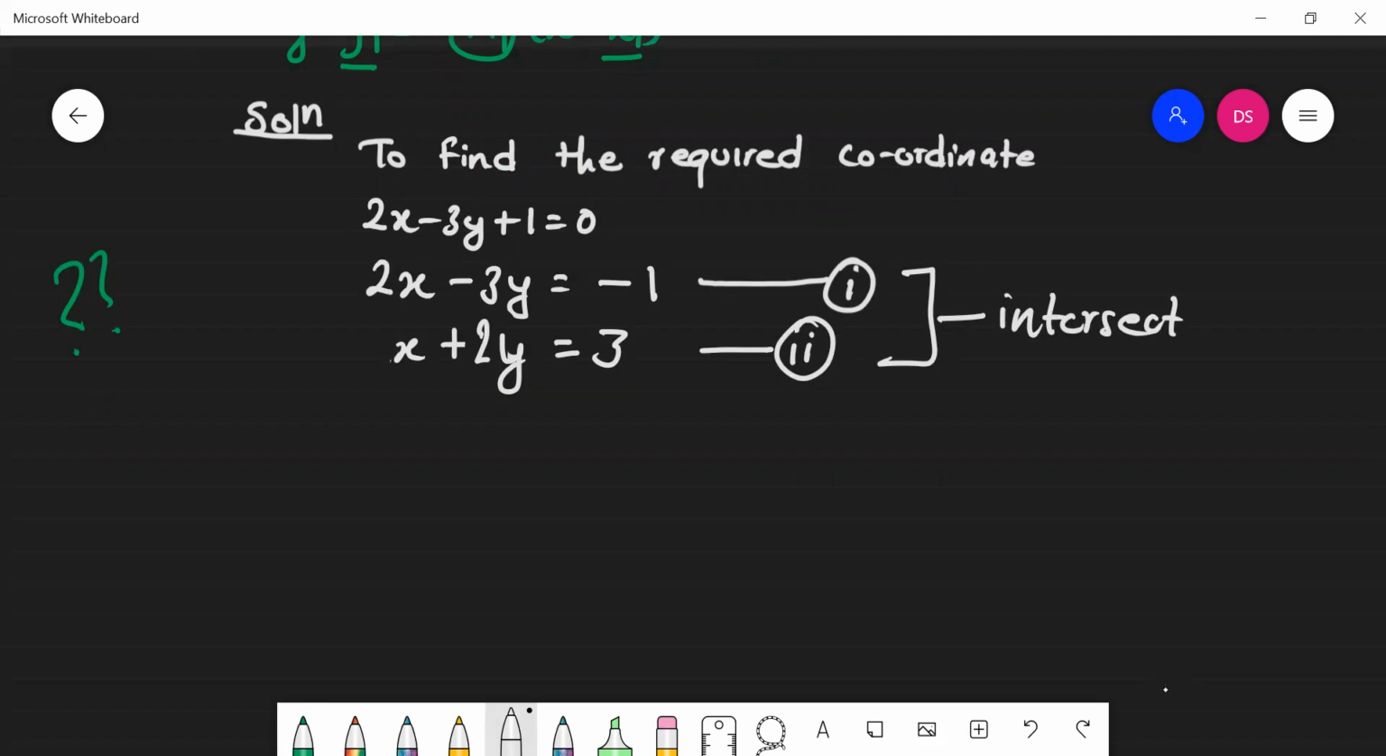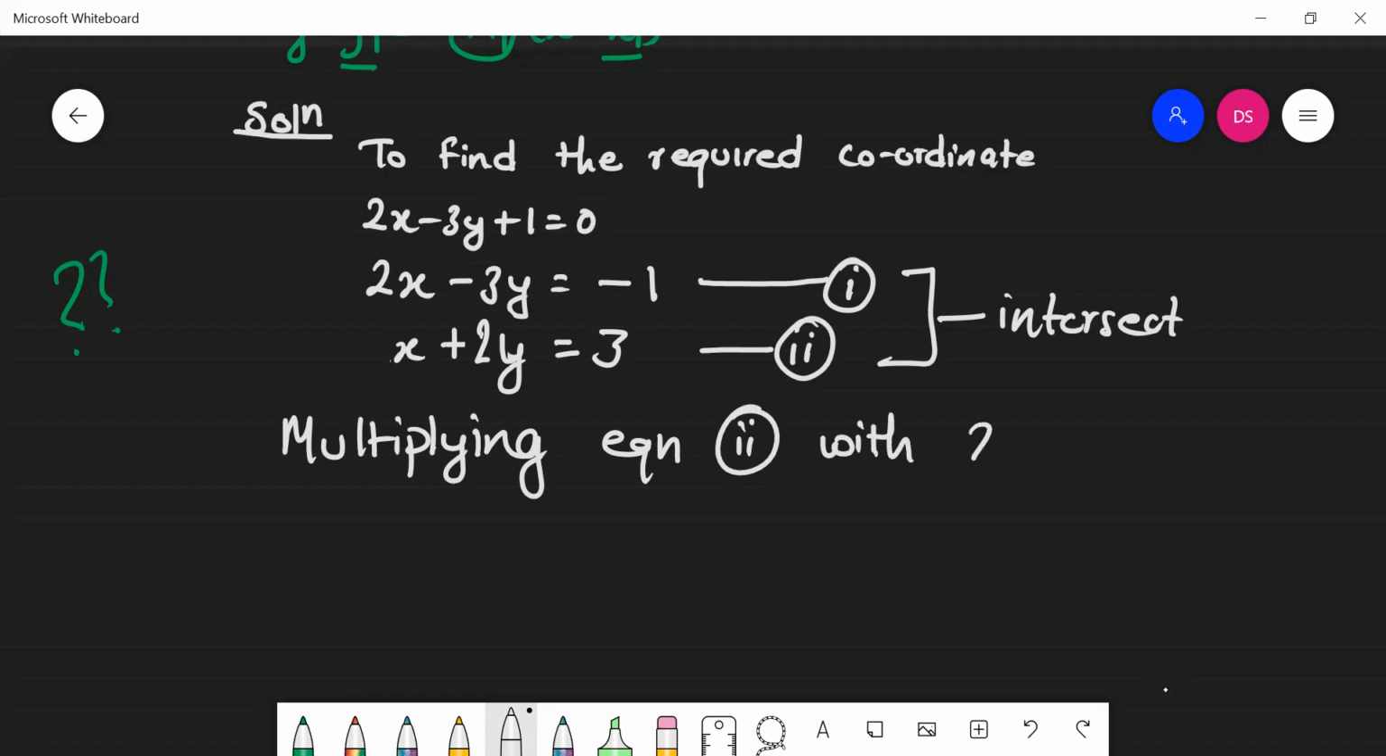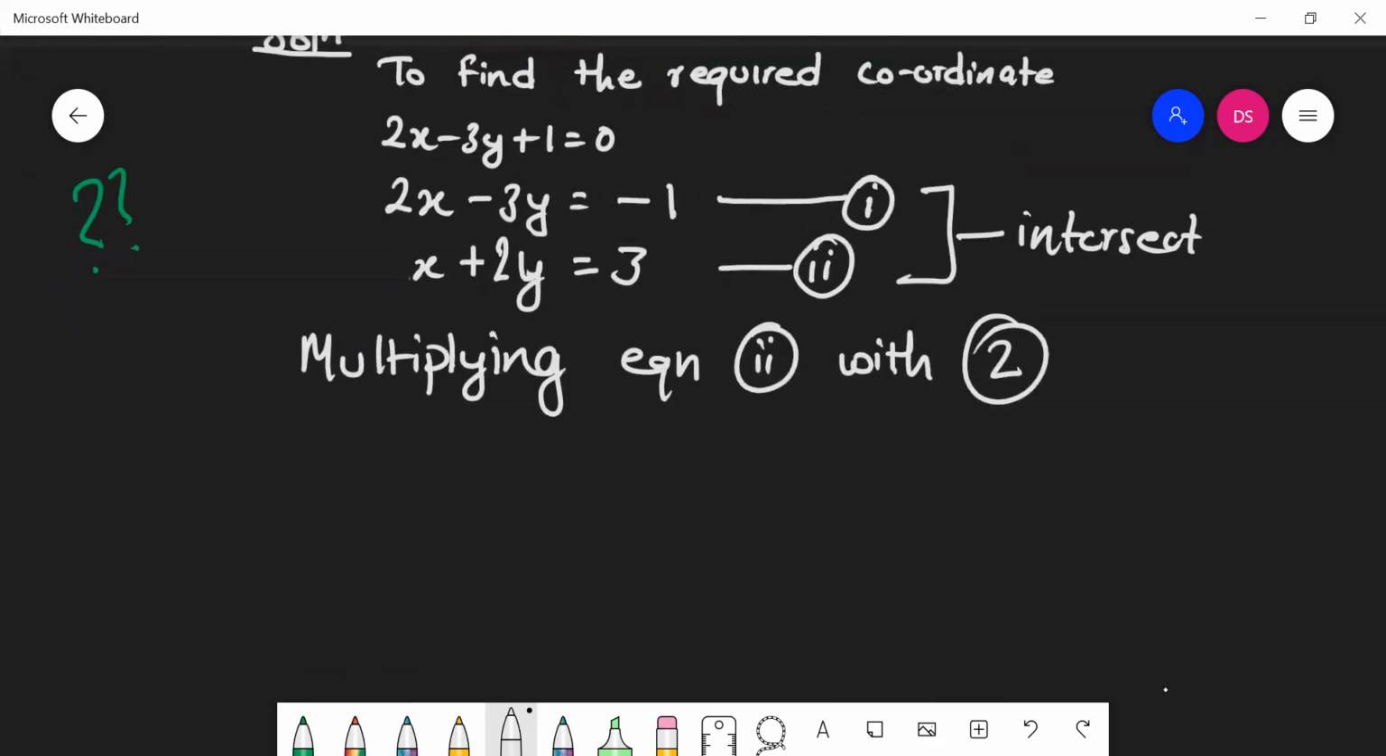So now you can see, multiplying we have to do. This is the elimination method I'm doing. Let me remind you, I'm multiplying equation 2 by 2. Why I'm multiplying by 2, you will also understand. Okay, so equation 2 is x plus 2y equals 3. So that is x plus 2y equals 3.